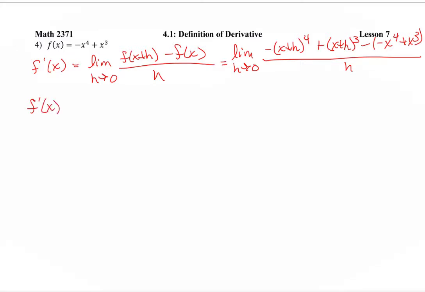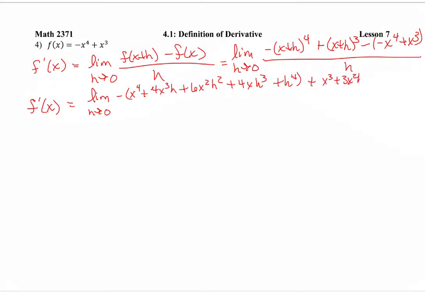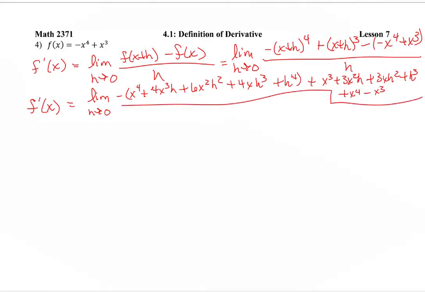So f prime of x equals the limit as h goes to 0 of minus x to the fourth plus 4x to the third h plus 6x squared h squared plus 4x h to the third plus h to the fourth, plus x cubed plus 3x squared h plus 3xh squared plus h cubed, plus x to the fourth minus x cubed. All of this is over h.